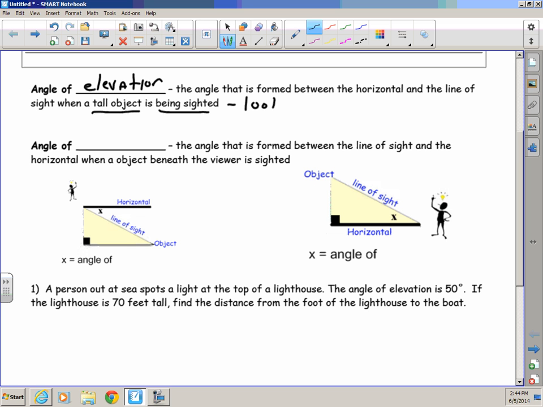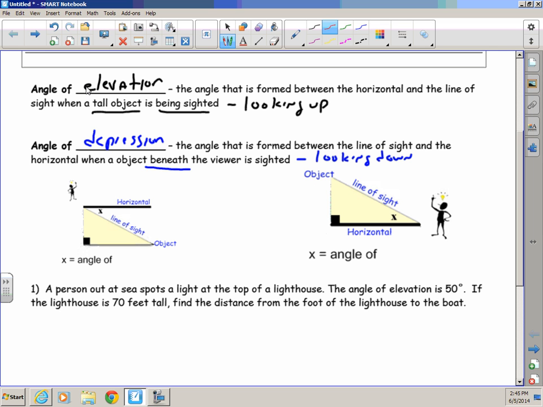So in other words, you're looking up. Okay? The second one is the angle of depression. So that is the angle formed between the line of sight and the horizontal when an object beneath the viewer is sighted. So that means you're looking down. That's why those words are used. Looking up, you're elevated. Looking down, you're sad, you're depressed.